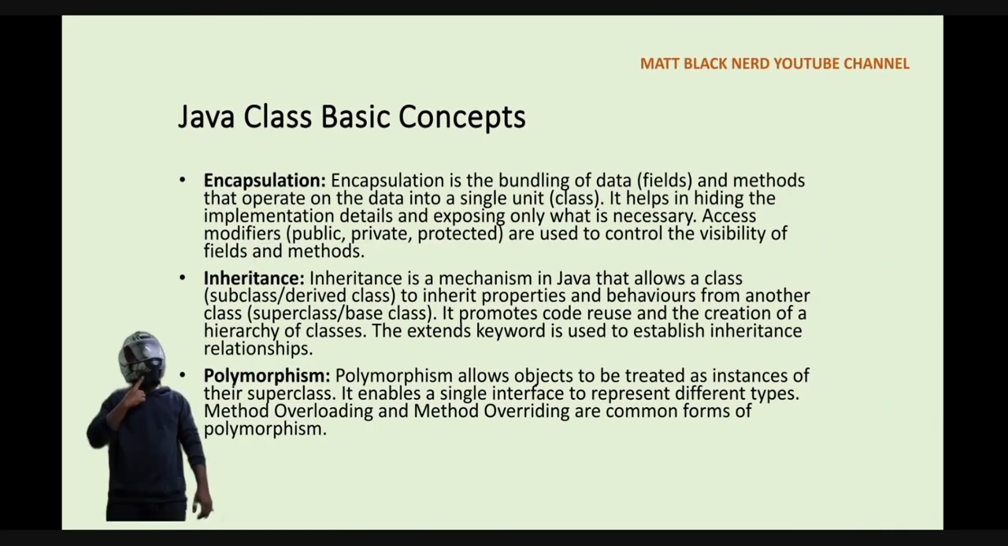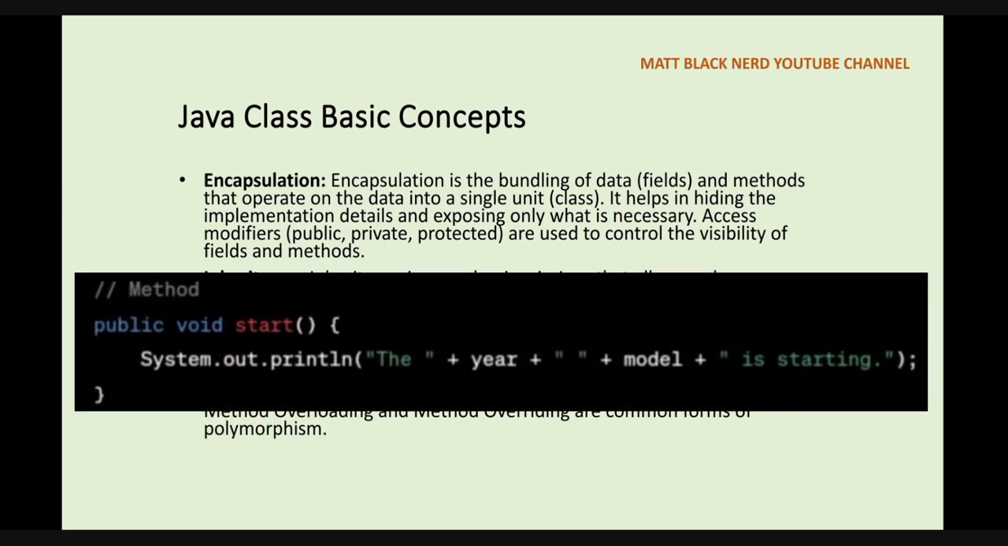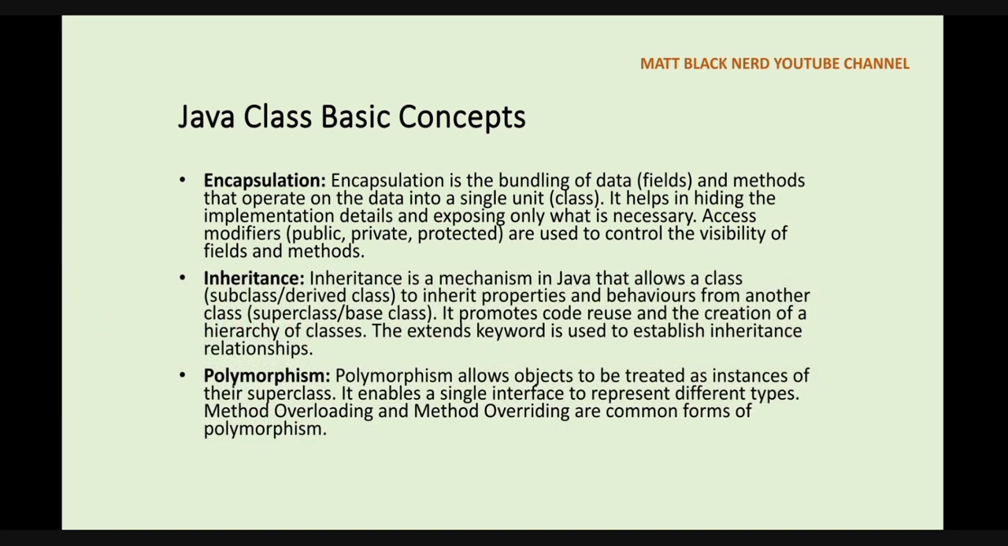Encapsulation. Encapsulation is the bundling of data and methods that operate on the data into a single unit called a class. It helps in hiding the implementation details and exposing only what is necessary. Access modifiers like public, private, protected are used to control the visibility of fields and methods.